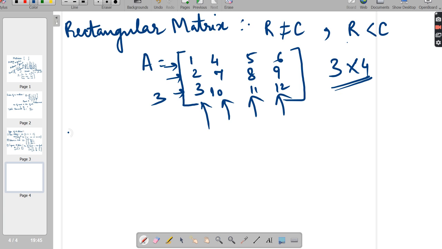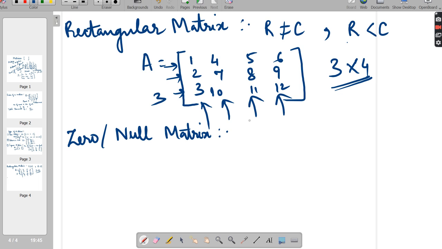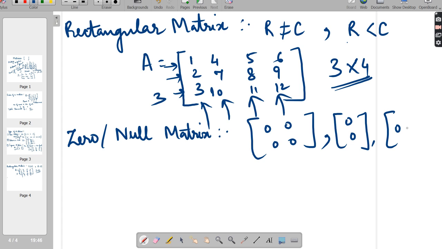Next is you have the zero or null matrix. This is a type of matrix where all the elements are zero. No matter what the order, no matter what it is. All the elements are zero, whether it is a column matrix, a row matrix, or a square matrix. If all the elements are zero, it will be considered as a zero or null matrix.